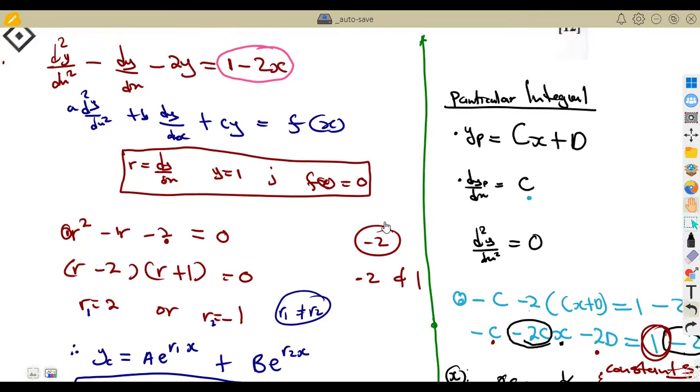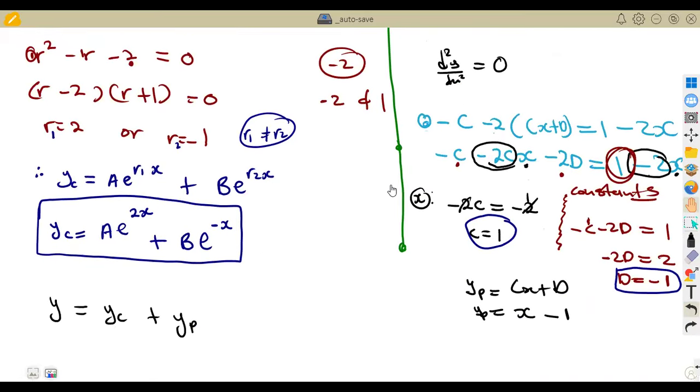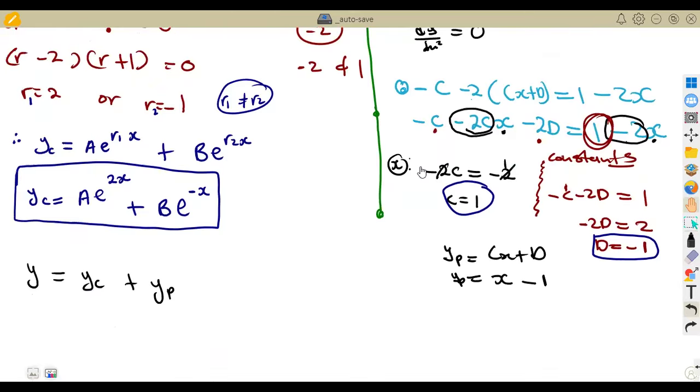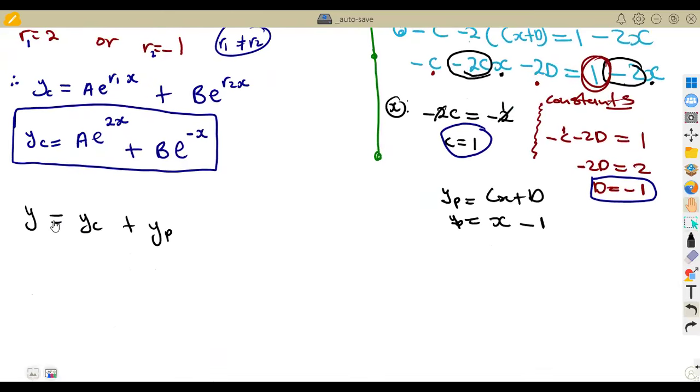I think we're going to need a question for an exponential so that we'll be done with everything now. All right. So this is what we say. We're going to combine yc and yp together so that now we have the value for what? The value for y. All right. So let us combine and see what we are going to have at the end.